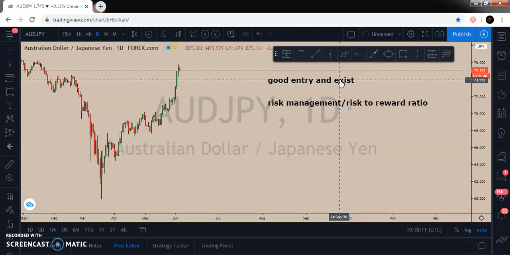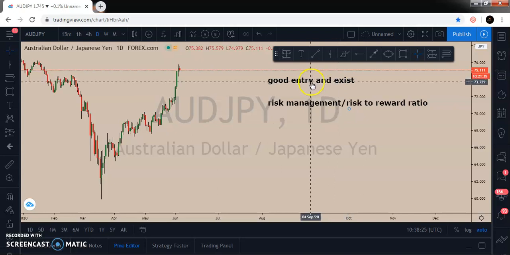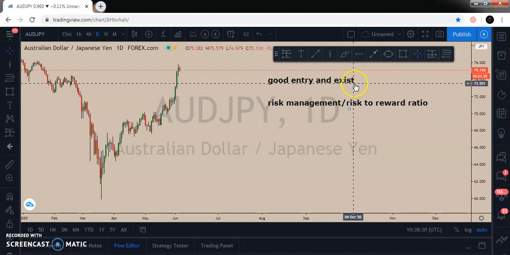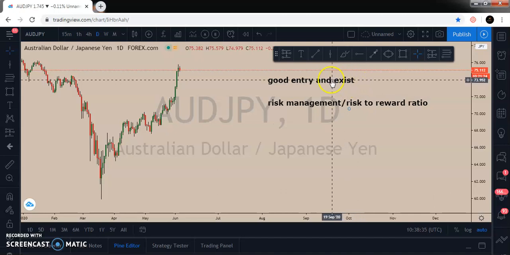Like last night, I was in a trade and I went to sleep. I just moved my stop loss to break even, which means I was risk free. But when I woke up this morning, I saw it had hit my take profit. That is because I got my entry and my exit, and I went to sleep at peace with zero risk, and I came back to see the market has closed me with the exact profit I wanted.